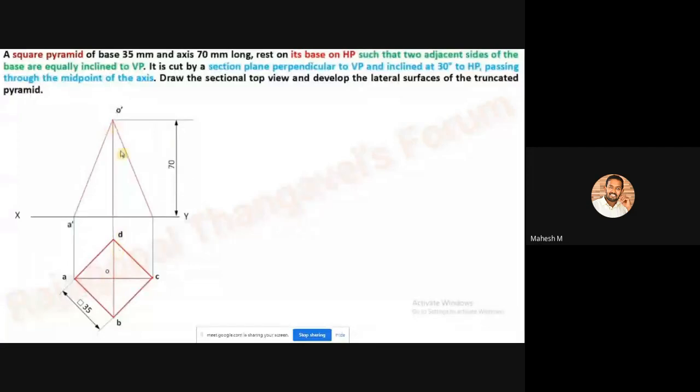The condition for the section plane is that it should pass through the midpoint. So what is the dimension? It should be 35 mm. You have a distance of 70 mm, so you can pick a point exactly at 35 mm. Then the angle is 30 degrees to HP, so you can create a 30-degree inclination line.